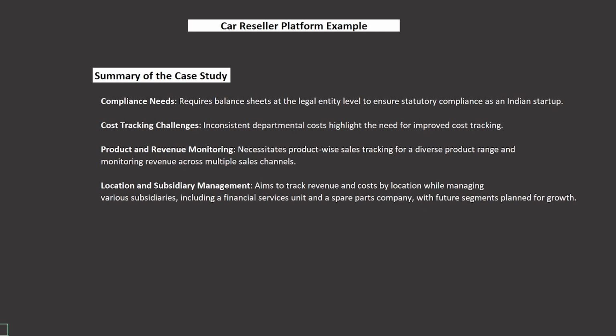With numerous locations throughout India, including multiple hubs, retail units, and resellers, the company also seeks to track revenue and cost on a location basis. Furthermore, they manage various subsidiaries within their group, including a financial services unit that provides loans and a spare parts company responsible for procuring and supplying parts for vehicle refurbishment. Given their rapid growth, they have also included 2 future segments to accommodate new business avenues.